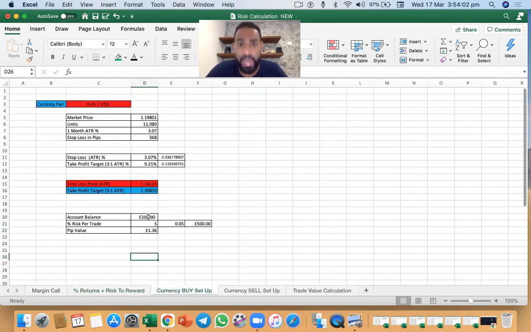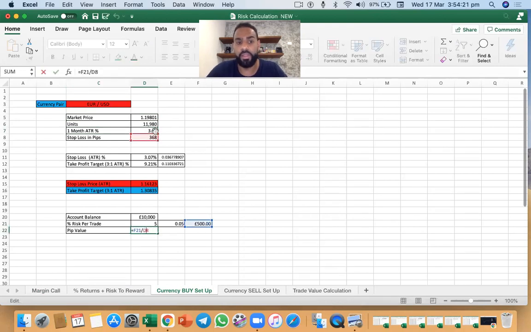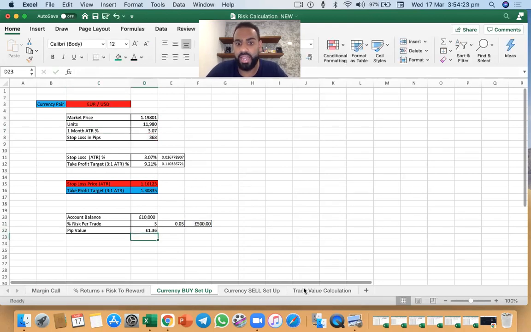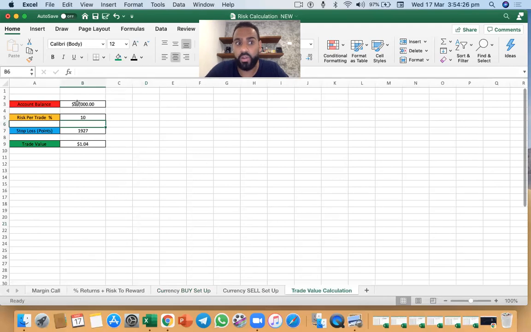All you have to do is put in your account balance and how much you want to risk per trade, and it automatically calculates the pip value for you, as long as you put in the market price of the currency, for an example, and the 1 month ATR. Then it calculates how much you have to place on the trade based on the amount of pips it moves on a daily basis. Or here, as I showed you guys, all you have to do is put your account balance and how much you're risking per trade. If you're trading anything else apart from currencies, you have to go manually and use the measuring tool. How many pips is it? Put the pips here, and automatically it tells you how much you're placing on a trade.